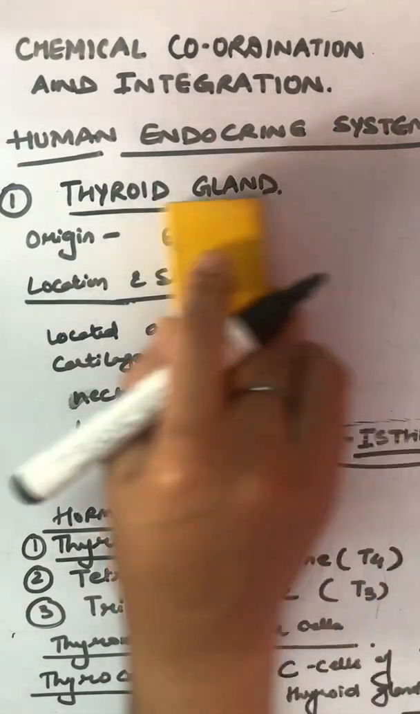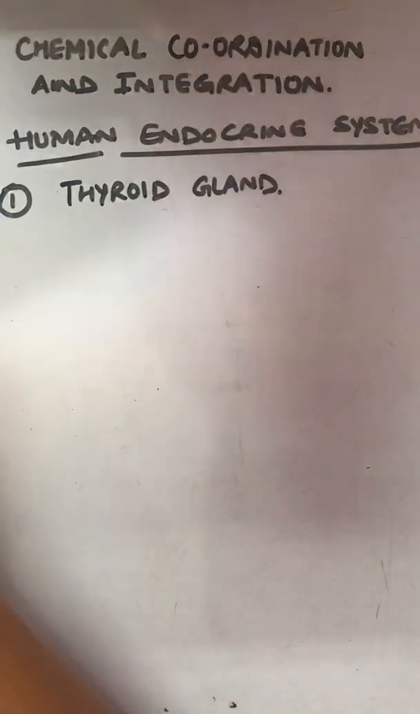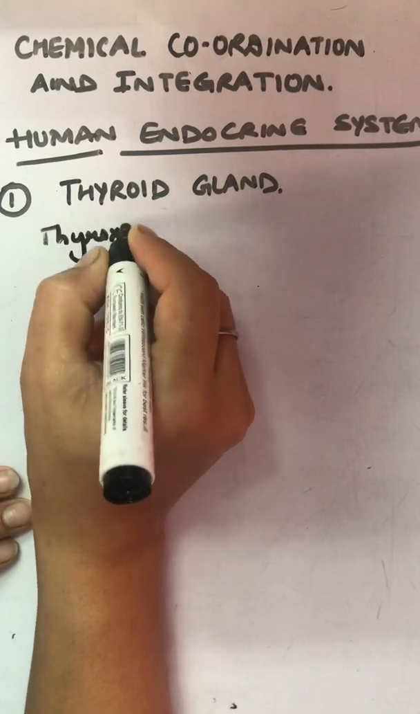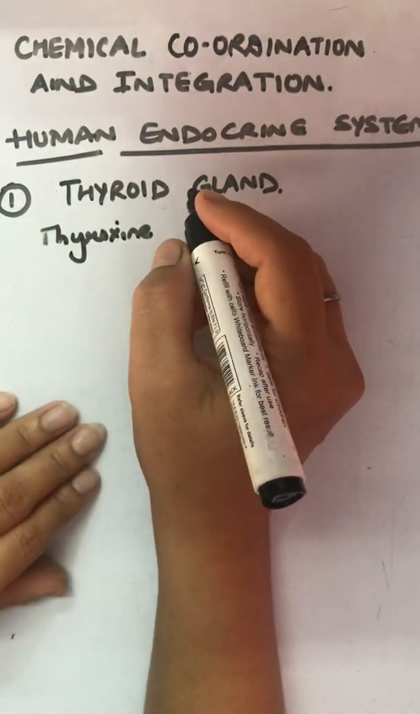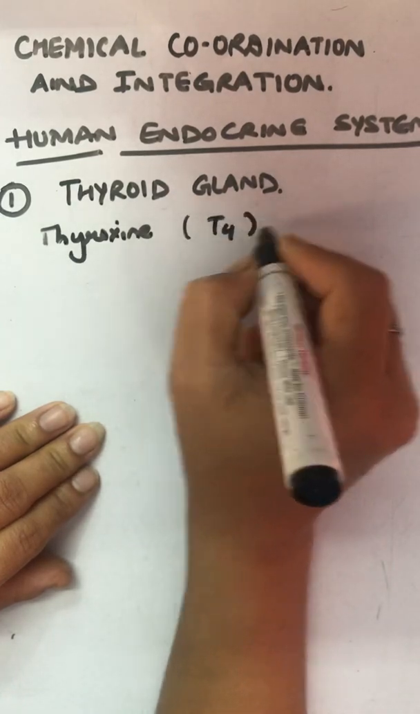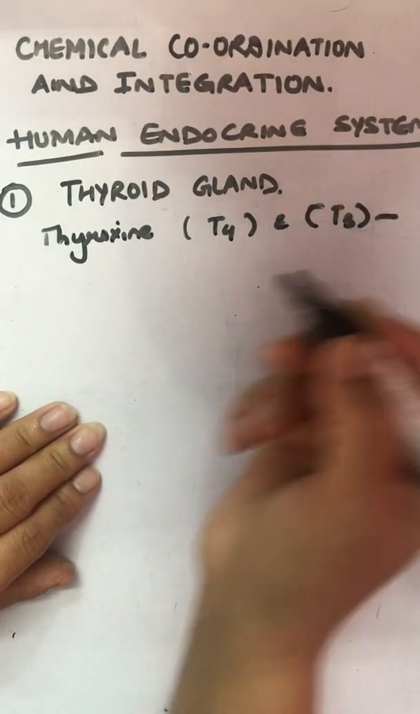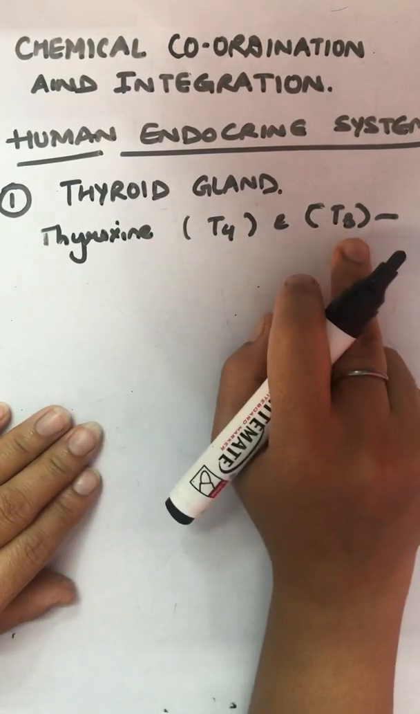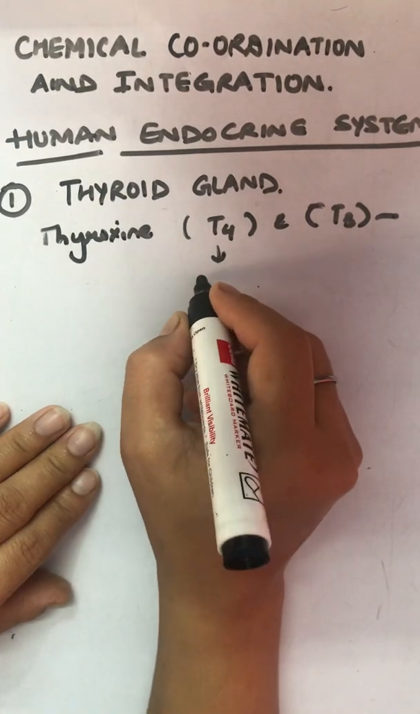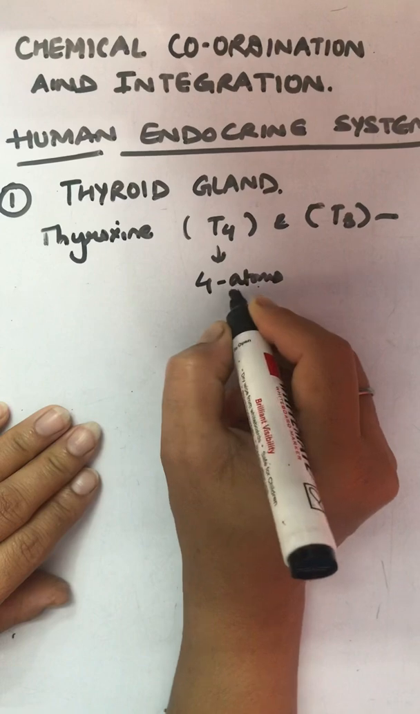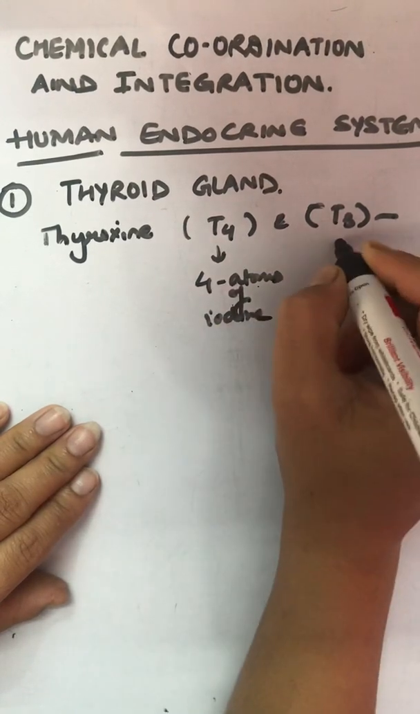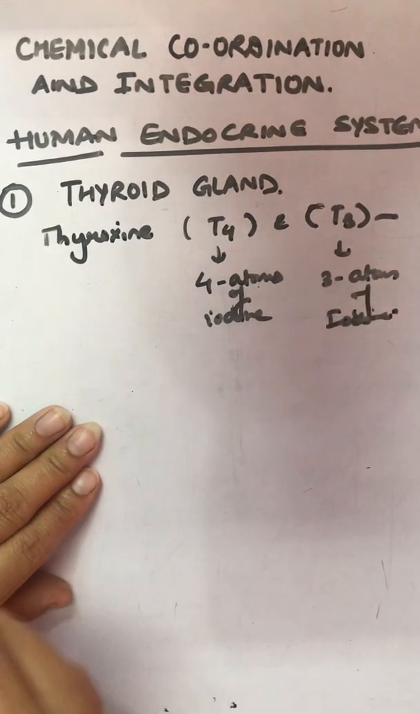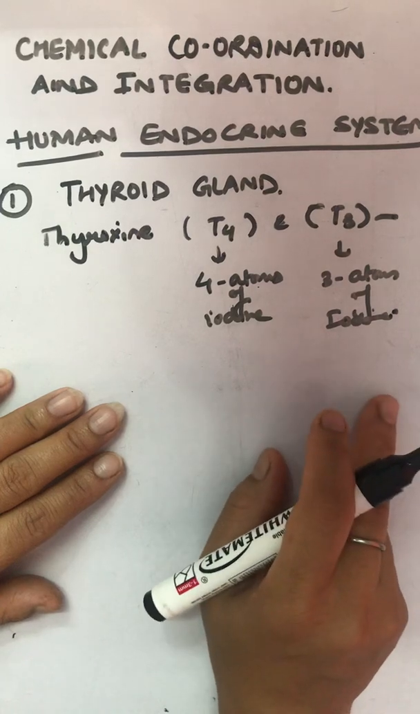Now, moving to thyroxine. That means T4 and T3. What do they do? They contain 4 or 3 atoms of iodine. This is how we have to remember it: 4 atoms of iodine and 3 atoms of iodine. Therefore, they are named T3 and T4 respectively.